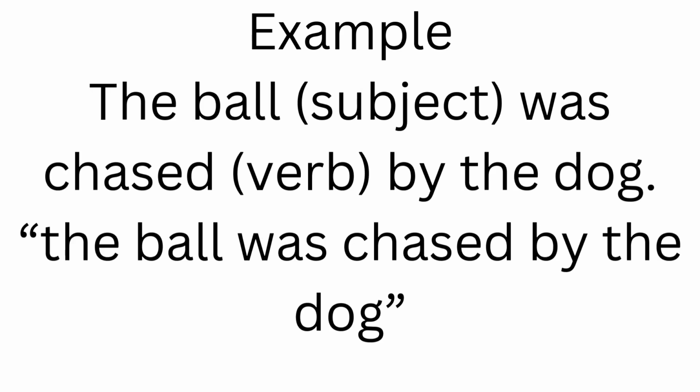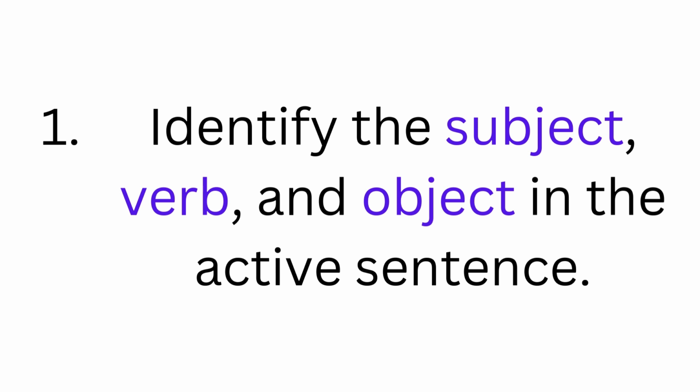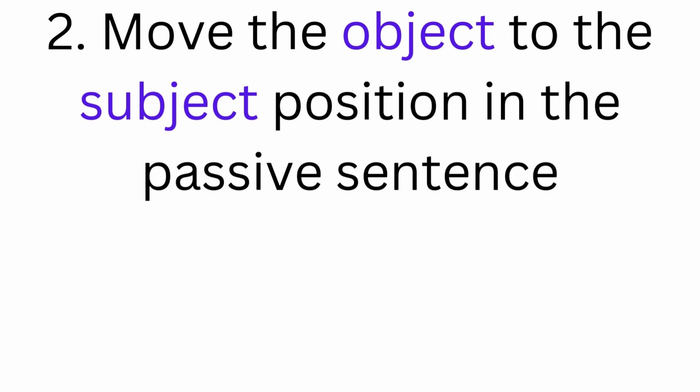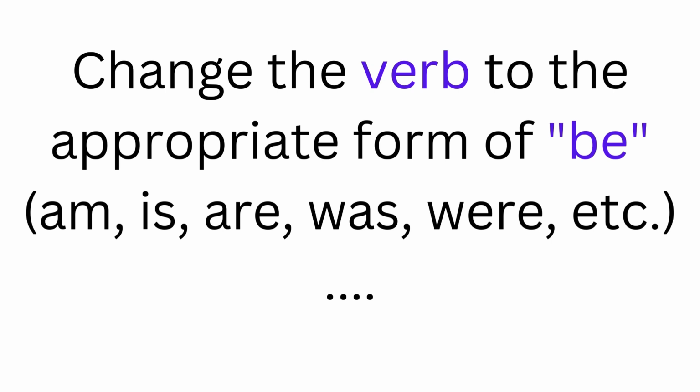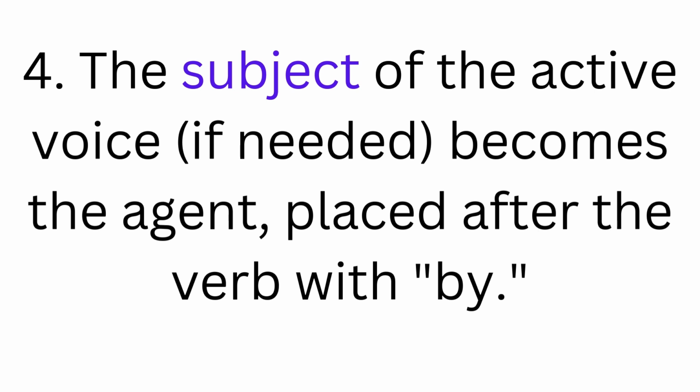How to change active to passive voice. To change an active voice sentence into a passive voice sentence, follow these steps. 1. Identify the subject, verb, and object in the active sentence. 2. Move the object to the subject position in the passive sentence. 3. Change the verb to the appropriate form of be, am, is, are, was, were, etc., and use the past participle of the main verb. 4. The subject of the active voice, if needed, becomes the agent placed after the verb with by.